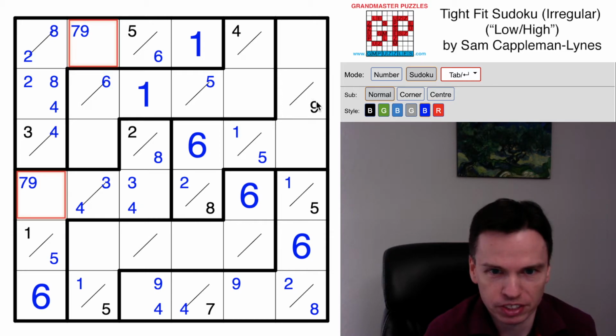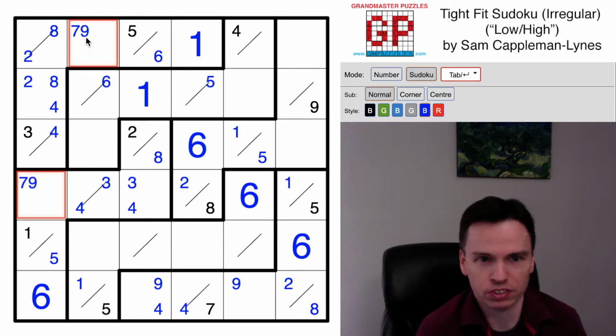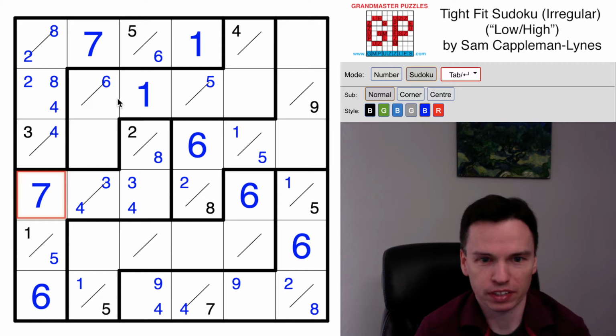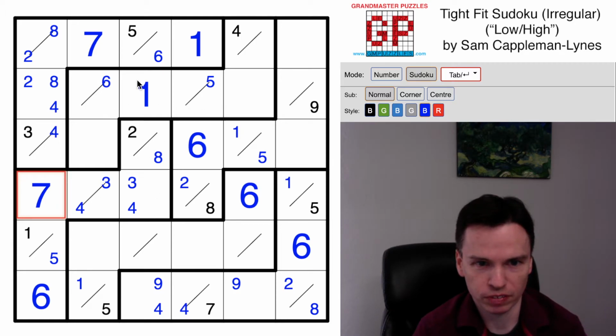And one thing we know about the digit 9 is given this value here, it's eliminating all these spaces. So 9 is in this cell or in this cell. Notice that both of those cells see this position. So if this were a 9, we would have nowhere in this region to put a 9. So this has to be a 7. And in marking that in, we're going to get a few more 7s we can place quickly.